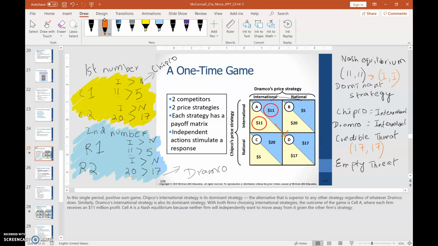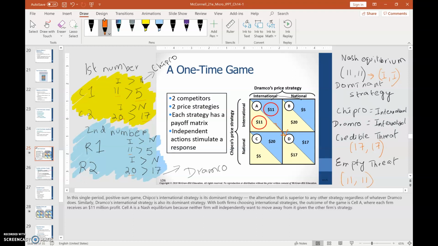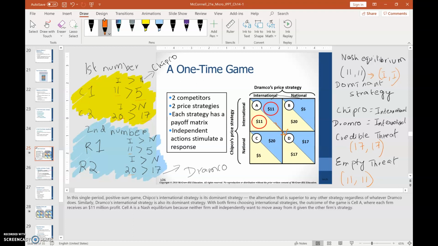Now, what is an empty threat? An empty threat is a threat that is not believed by the rival. Say Dramco does not really believe Chipko, because price fixing is something that is not allowed by US law, US antitrust authorities. So if Dramco does not believe Chipko, the Nash equilibrium will prevail and the solution will be 11 and 11, which is the Nash equilibrium strategy.